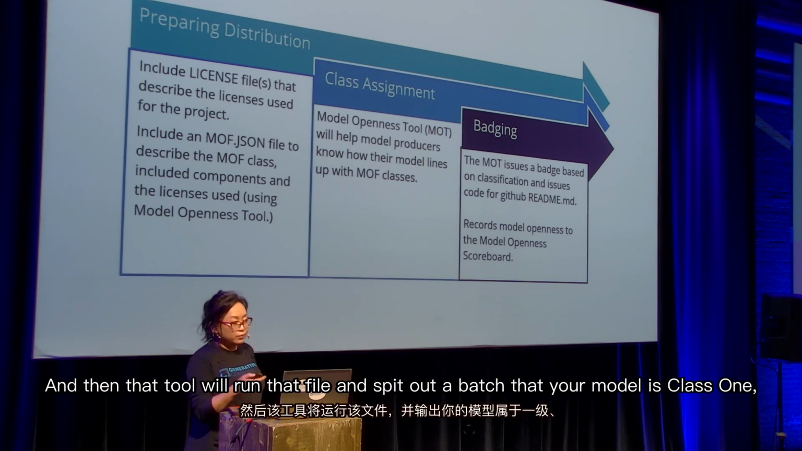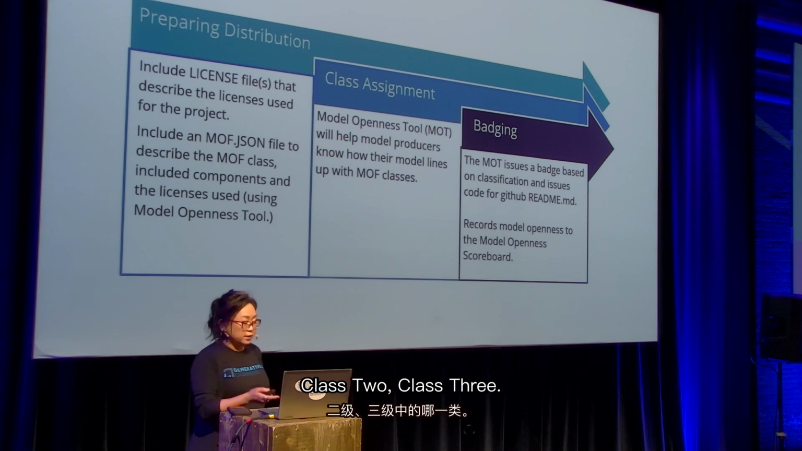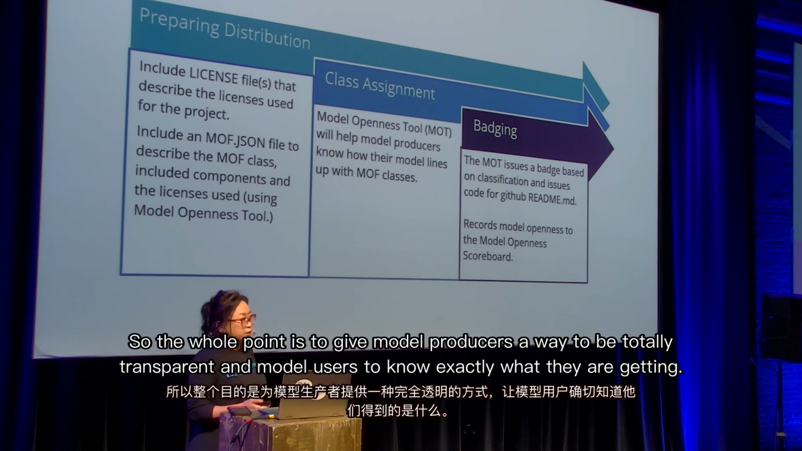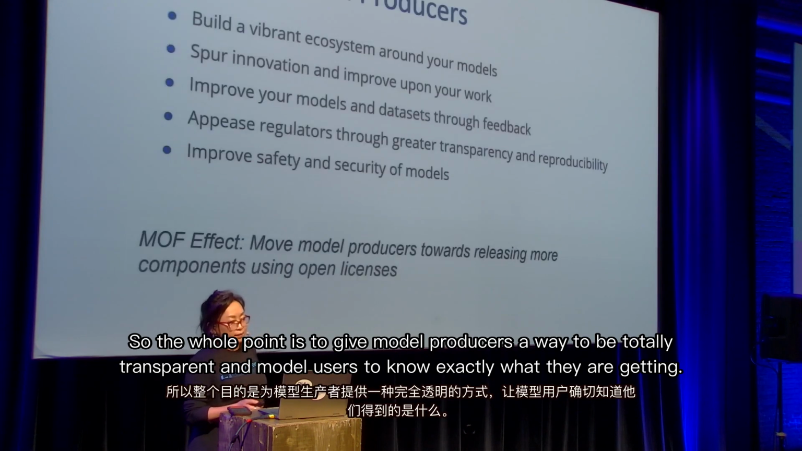And then that tool will run that file and spit out a badge that says your model is class one, class two, or class three. And then we're going to have some sort of a scoreboard just to show. So the whole point is to give model producers a way to be totally transparent and model users to know exactly what they are getting.